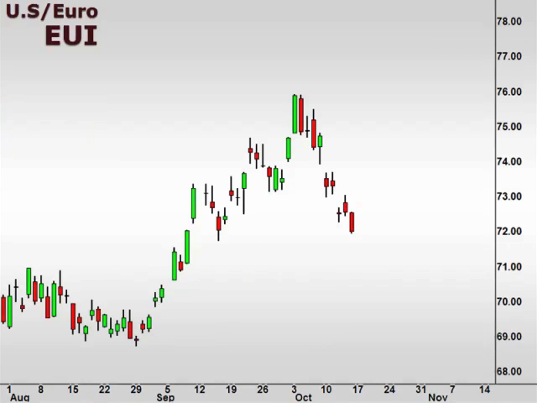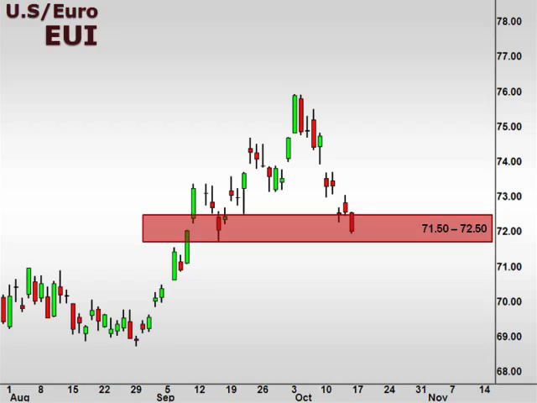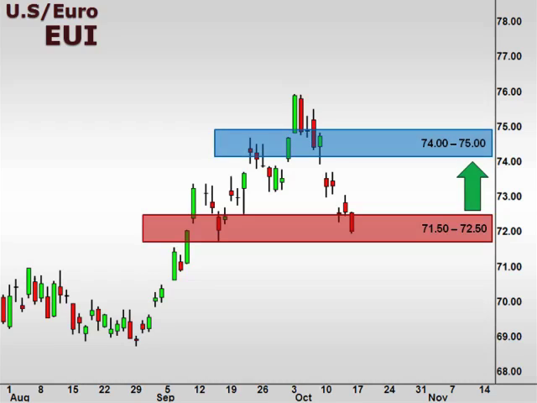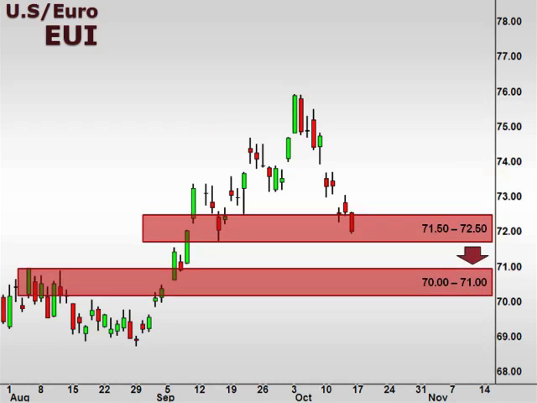Let's take a look at the US dollar versus the euro as seen here in the ISC FX options pair value EUI. Well, the EUI continues to trend lower, testing support within the 71.5, 72.5 zone as anticipated. Should this level hold as support, a break above 73 should yield a move to 74.75. A break below 71.5 opens the window for a move down towards 70.